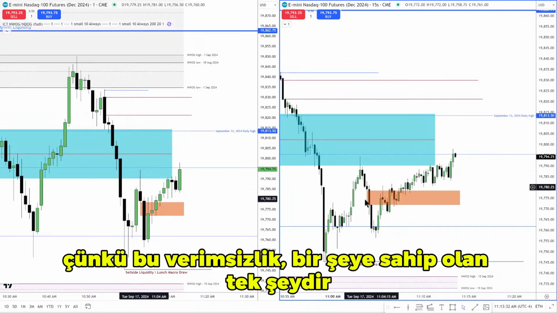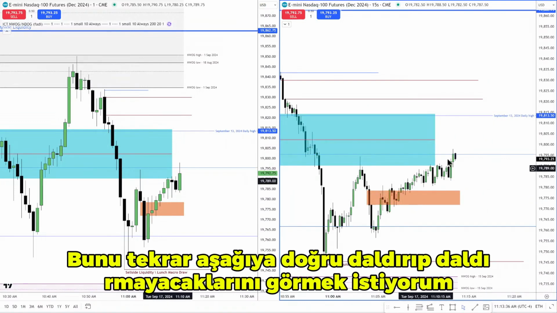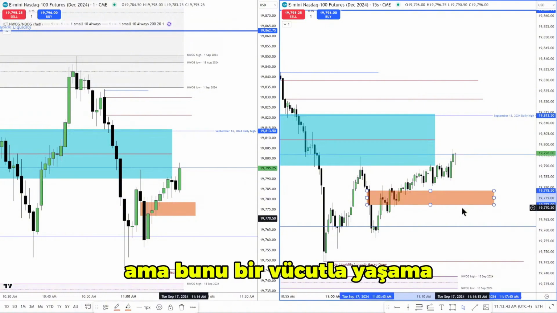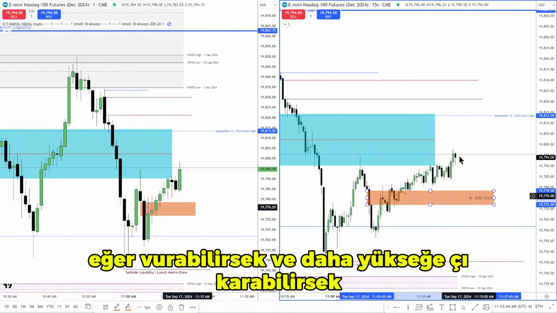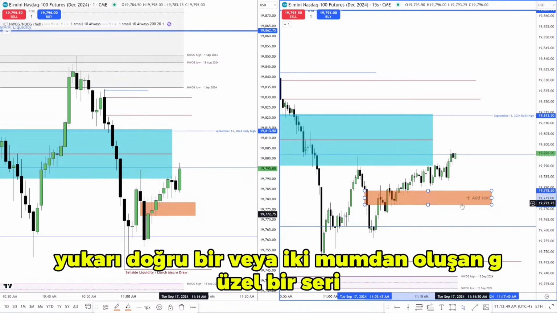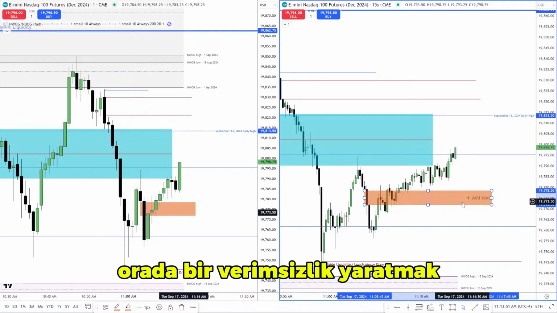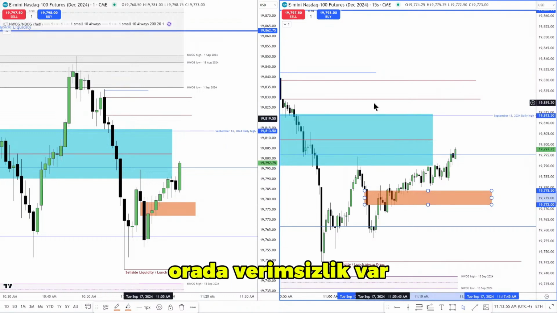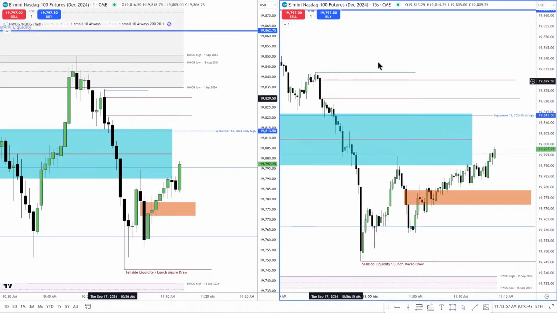Now, because this inefficiency is the only one that has any interest to me at all, I want to see, do they dive it back down into this? And then if it can hit this, but not go through it with a body, if it can hit it and displace higher, like a big, nice series of 1 or 2 candles to the upside, create an inefficiency there, then that could be a catalyst to get us up into that inefficiency there.